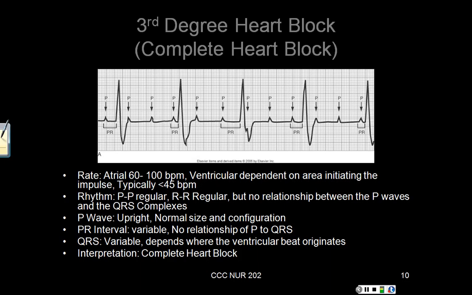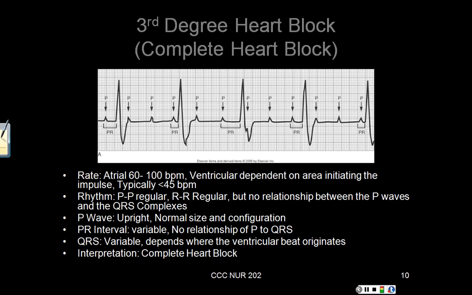So basically, with the third-degree heart block, your SA node fires, P waves are generated, the atria contract, but there is no stimulus getting through the AV node to cause the ventricles to contract. So as you look at this, in most cases you're losing that synchronization between the atria and the ventricles. Therefore you're losing a lot of cardiac output because of the loss of atrial kick.